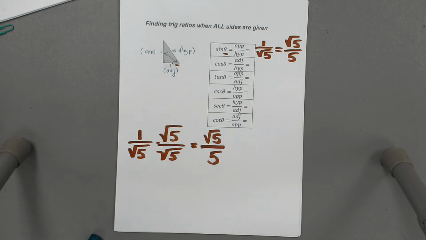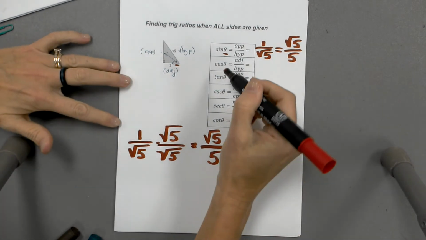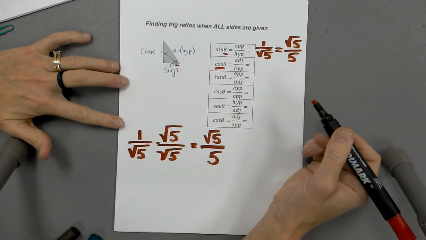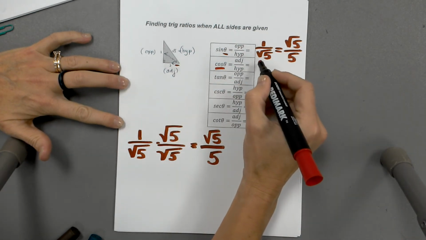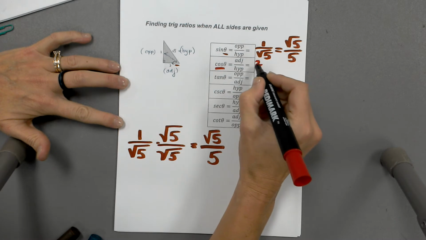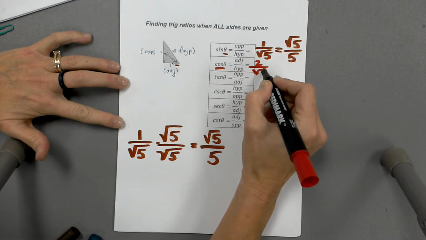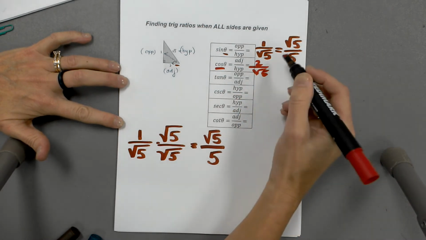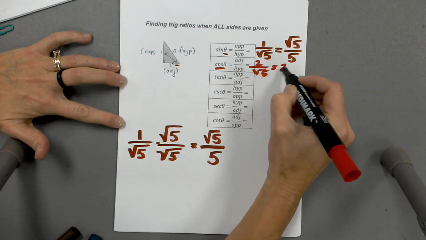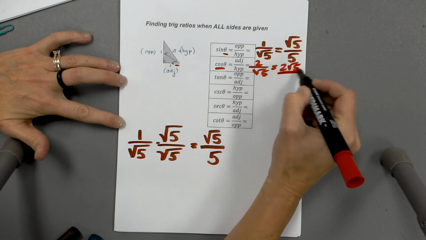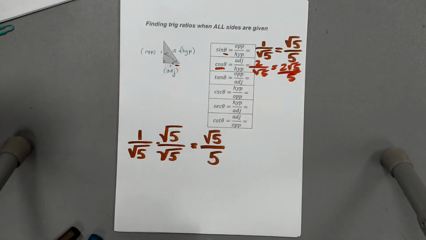The next trig function we want to find, or the trig ratio we want to find, is the cosine. And by looking at the definition, you see that it's the adjacent side over the hypotenuse. So adjacent to this angle theta, we see that the length of that side is 2, and the hypotenuse is the square root of 5. Again, we would have to rationalize this denominator, and we would end up with 2 root 5 over 5.